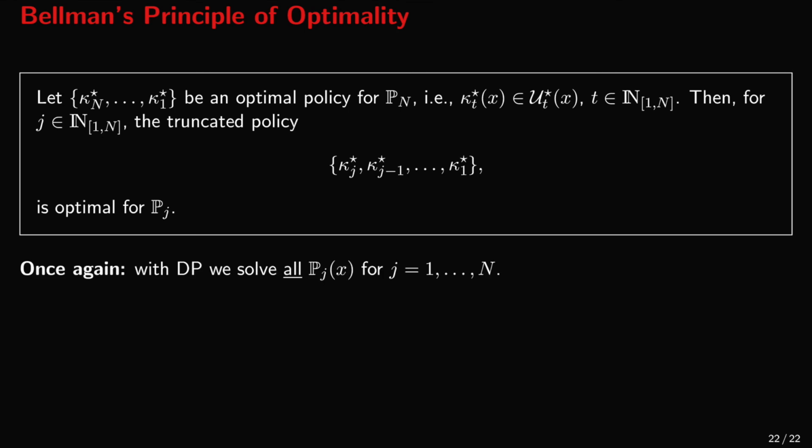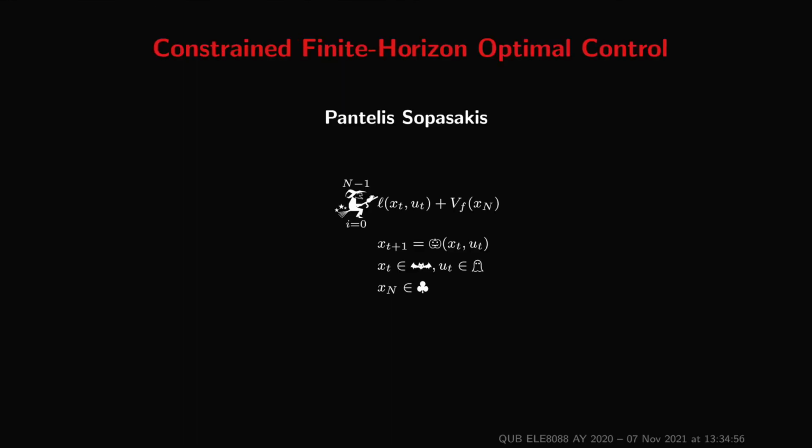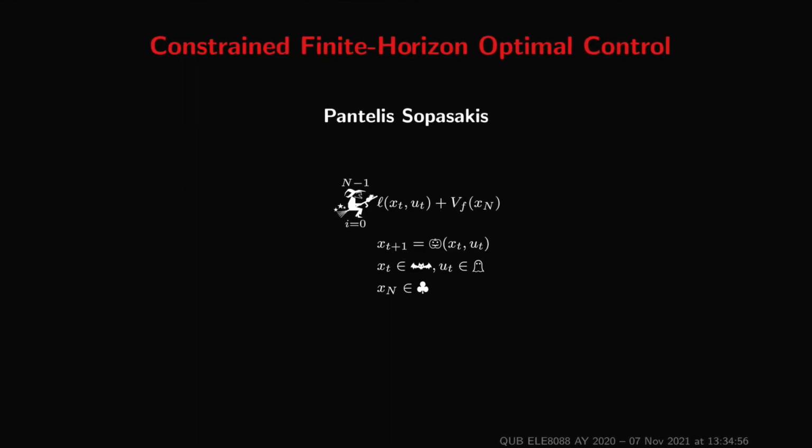This means that when we solve an optimal control problem with the DP method, we solve all problems with horizons from 1 to n. So this much about constrained finite horizon optimal control problems.